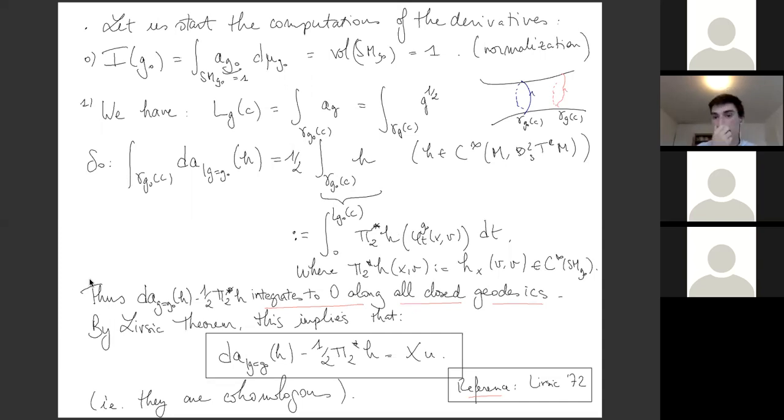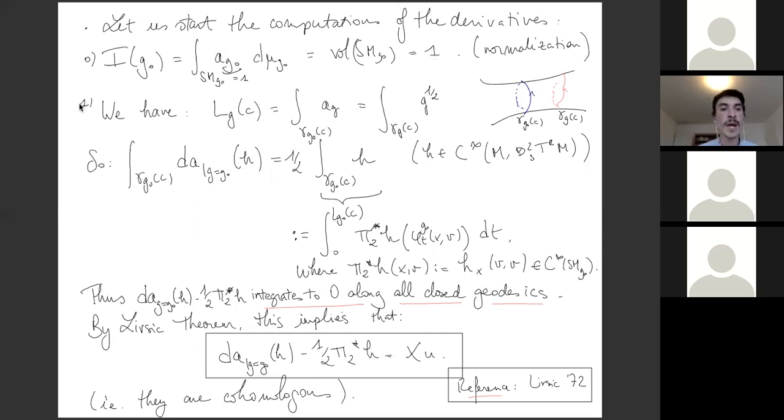So we start looking at the derivatives. So the 0th derivative, I mean, this is just the value of the stretch at G0. So we just evaluate this, but it does not really matter. So it's the integral of A_G0 with respect to the Liouville measure. Now the infinitesimal stretch of G0, so that's the metric with respect to itself, is always equal to 1. And so that's actually equal to the volume of the unit tangent bundle. And without loss of generality, we can always assume that it's normalized and equal to 1.